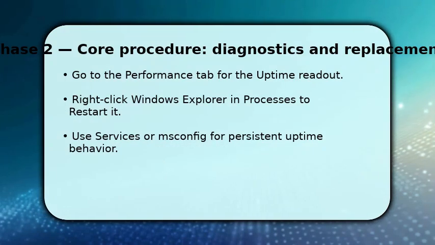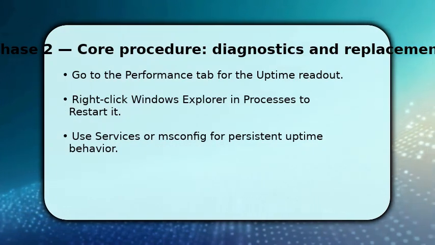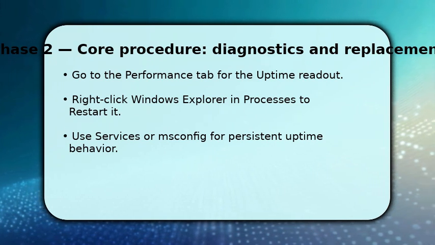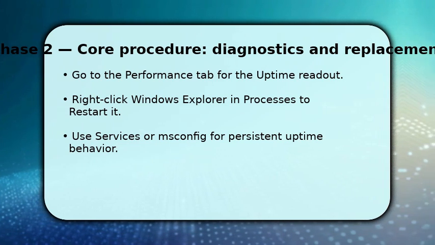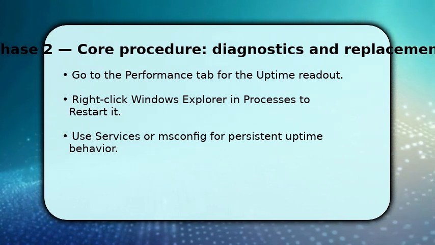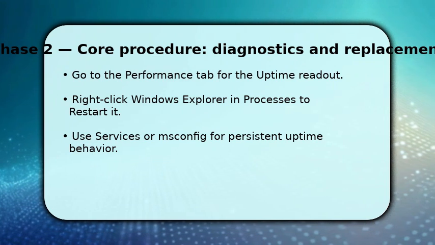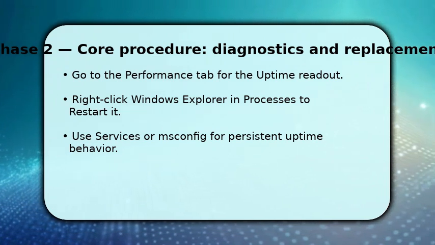Once done, move to the Performance tab to see the uptime counter. This tells you how long the system has been running. If you need the counter to stop updating visually, right-click Windows Explorer in Processes and choose Restart. That refreshes the shell and can reset visible timing.